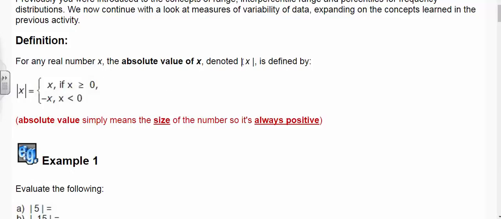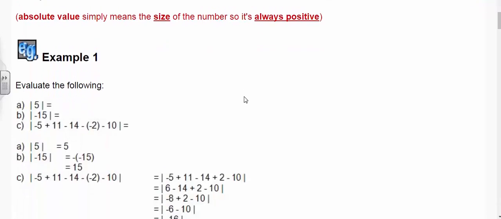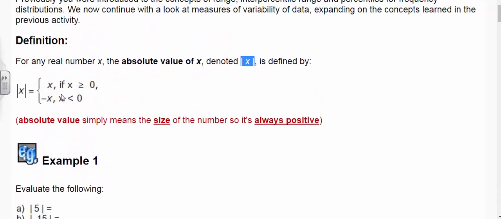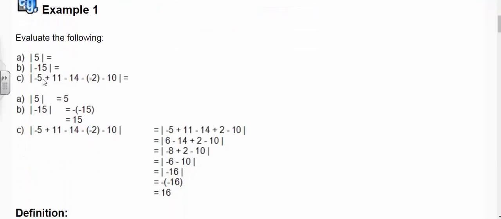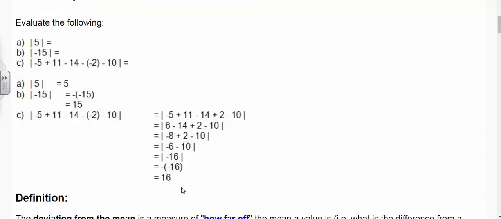Absolute value, when you see this symbol, two lines around a value, it's asking you to deal with the size of the value, the positive of the value. So without worrying about the little math explanation here, pretty straightforward stuff. Negative 5 becomes positive 5. Negative 15: the distance it is from 0 is 15. Some calculation here that works out to negative 16. Again, distance from 0, the size of it is 16.